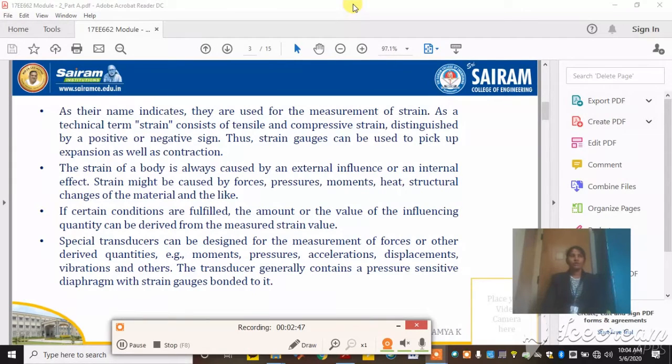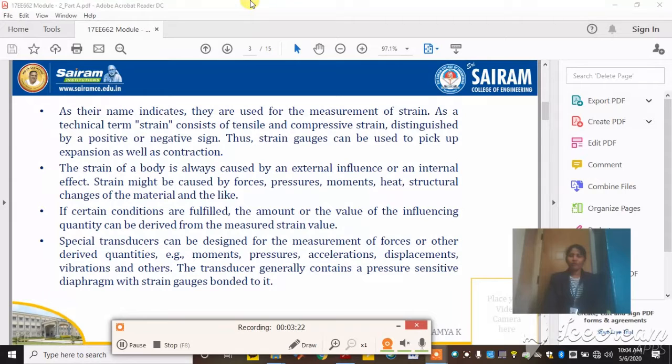So here we have two types of strain: tensile strain and compressive strain. These two strains are distinguished with the use of positive or negative sign. The strain gauge is normally used to pick up expansion as well as contraction. It is a sensor that measures the output in terms of change in resistance. It is mainly used for measuring mechanical quantities, and there are two types: tensile strain and compressive strain.